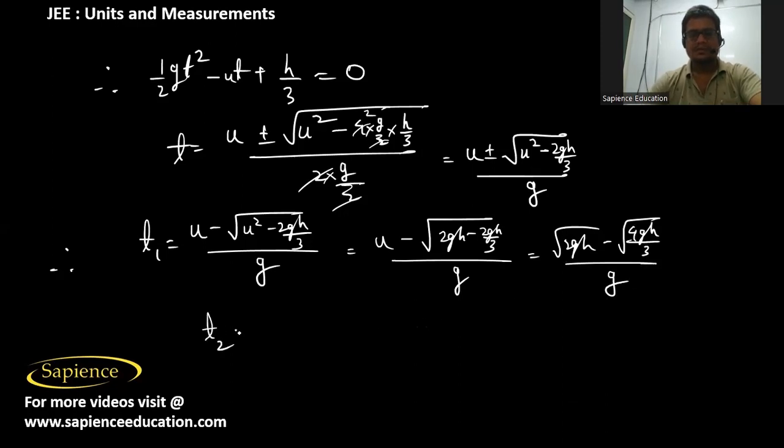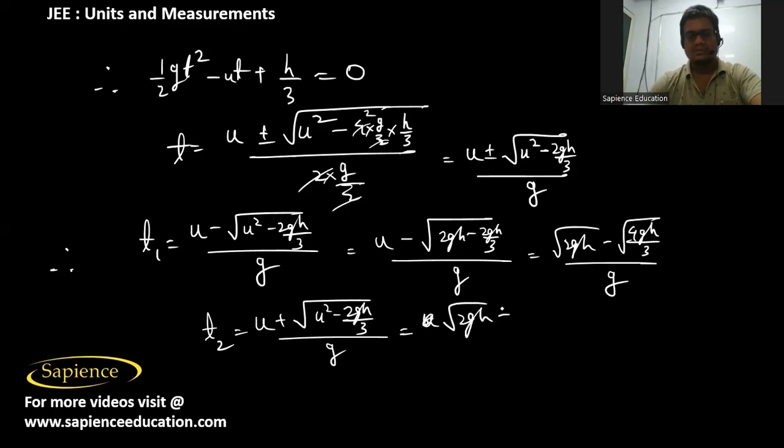And t2 is equal to (u plus root over u square minus 2gh by 3) by g. So this will be u, which is root over 2gh, plus root over 2gh into (1 minus 1 by 3), that is 2 by 3. So 4gh by 3 by g. And then we have to find out t1 is to t2.